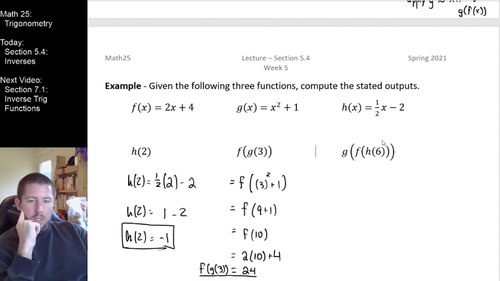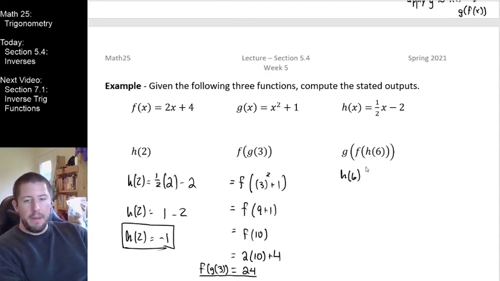This could be bulky once we get to lots and lots of layers right here. So I want to show you a way I typically deal with this when I have a multi-layer function composition right here, is I do exactly as I express this. I want to build from the inside out to the outside. So I'm starting with the number 6, and I know that the first thing that I want is h of 6. Right? So I'm just going to do that bit of side work.